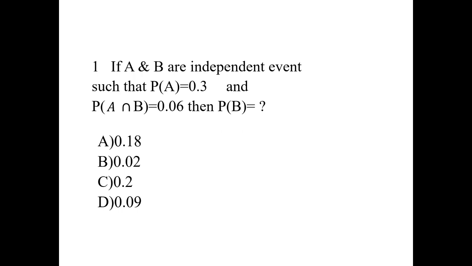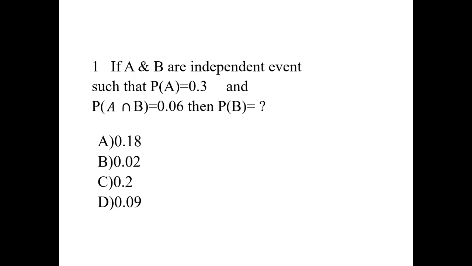My today's topic is multiple choice questions on probability theory. First MCQ is: if A and B are independent events such that probability of A is equal to 0.3 and probability of A intersection B is equal to 0.06, then find probability of B. Option A is 0.18, option B is 0.02, option C is 0.2, option D is 0.09.